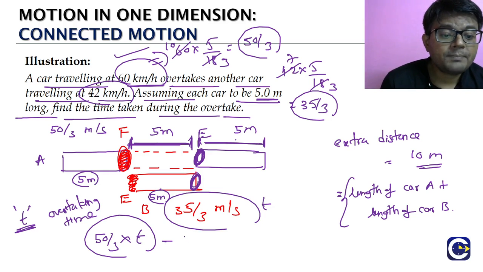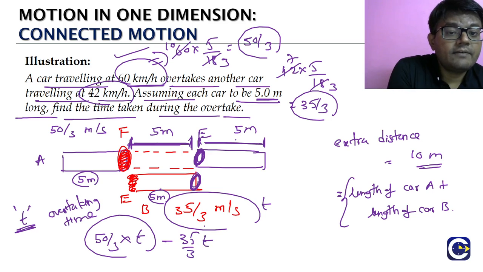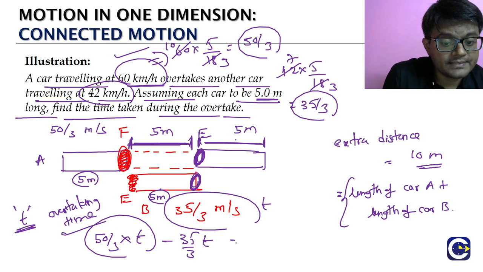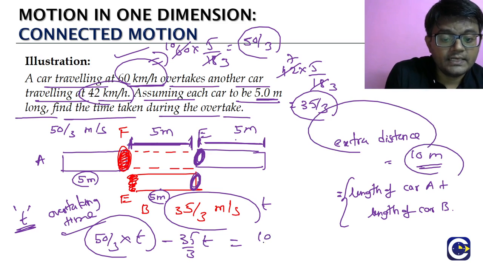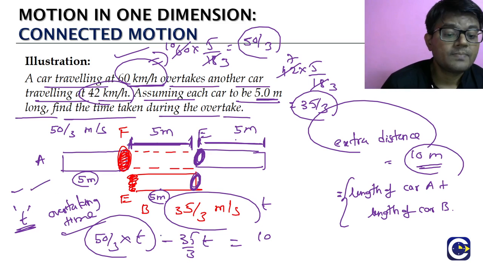If you subtract the distance traveled by car B from the distance traveled by car A, that is the extra distance traveled by car A. That is the 10 meter. So 50/3 into T minus 35/3 into T equals 10. Here we are connecting the motion of car A with the motion of car B in terms of the extra distance covered formula. Both of them have the same journey time.